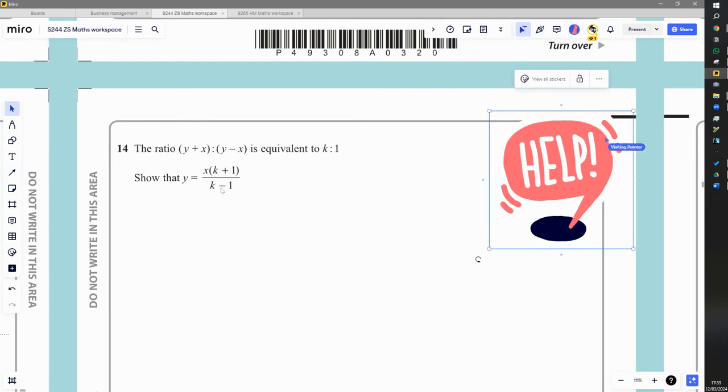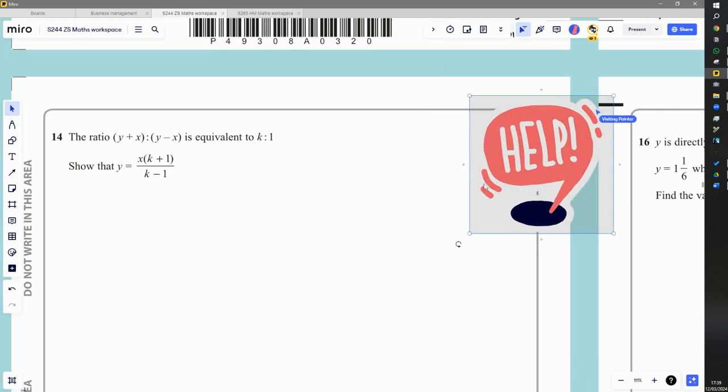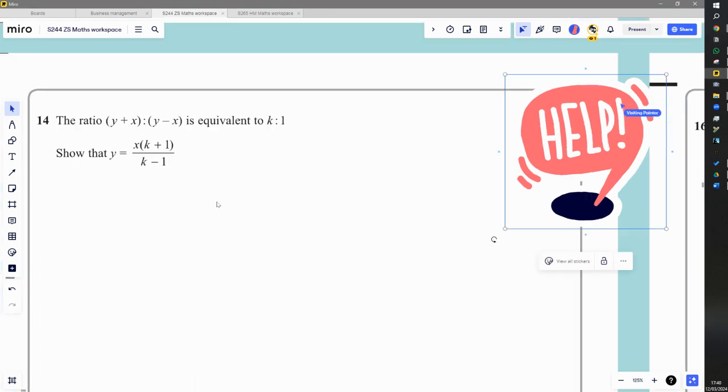Okay, so it's saying that the ratio of y plus x to y minus x is k to 1. Show that x over y is equal to that over that. Okay, hang on a second. Let's think about this. Right then, so we'll start off with the top ratio then.